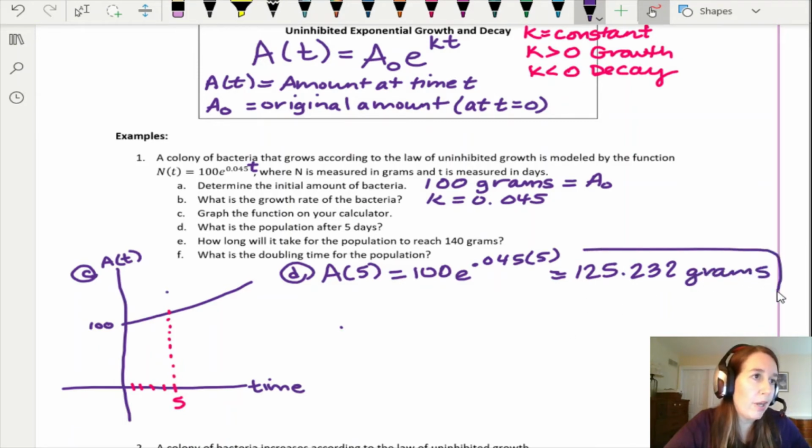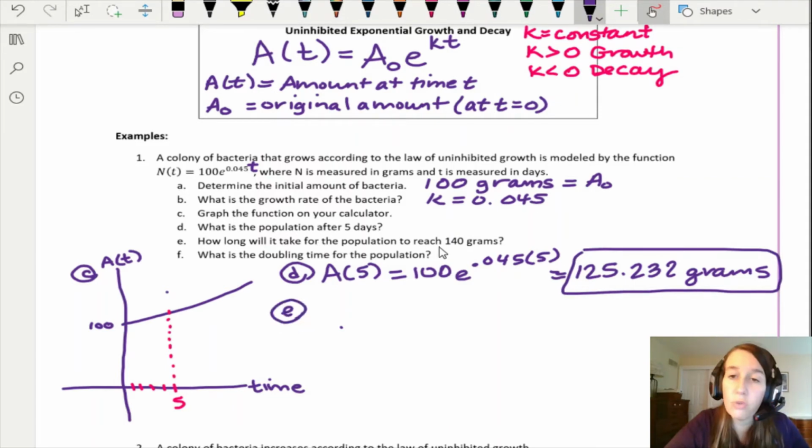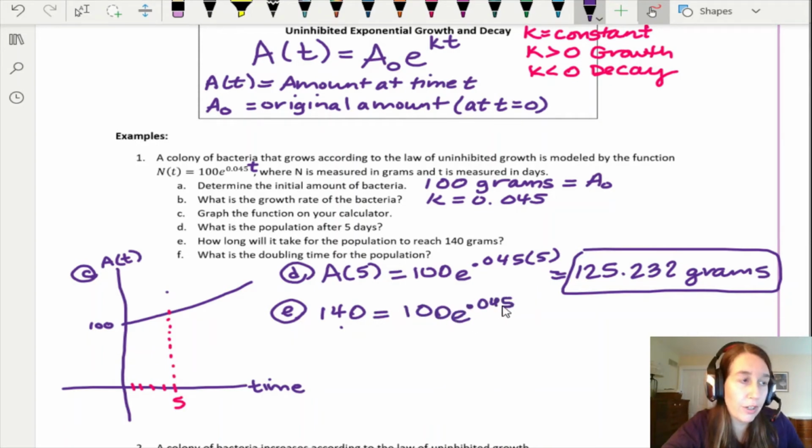All right, part E. How long will it take for the population to reach 140 grams? Okay, so is it 5 days? Less than 5 days? More than 5 days? More than 5 days, right? Because right at 5 days, we have 125 grams. We need to keep growing until we get 140 grams. So equation-wise, it looks like this. 140, the amount at time t, equals 100e to the 0.045t. Okay, so use the equation, but this time what we know is the amount.